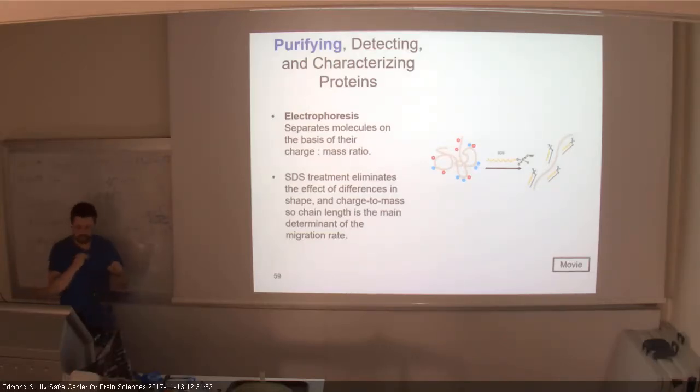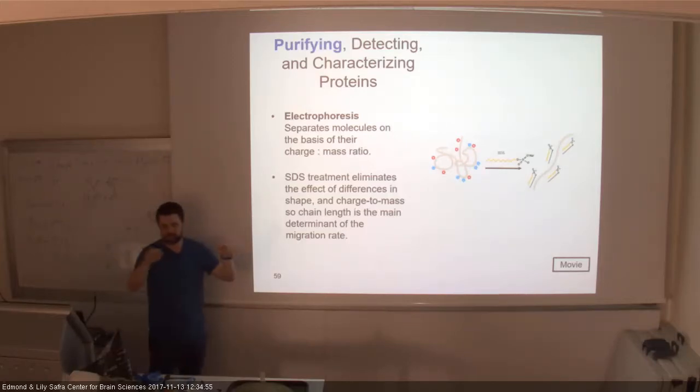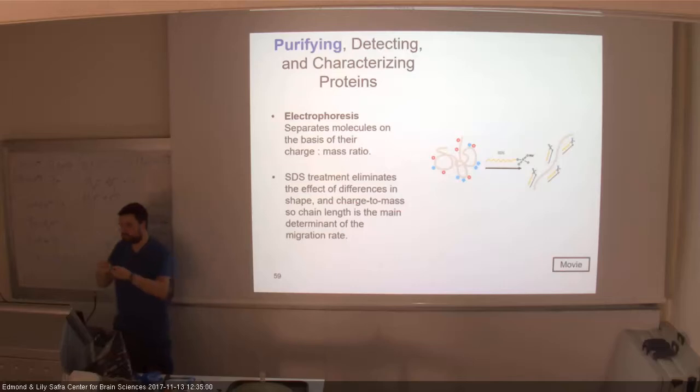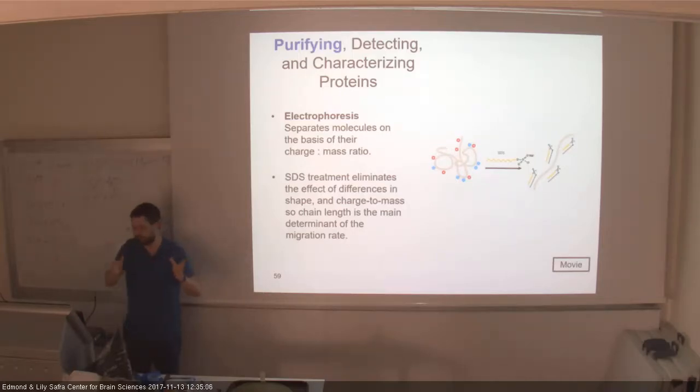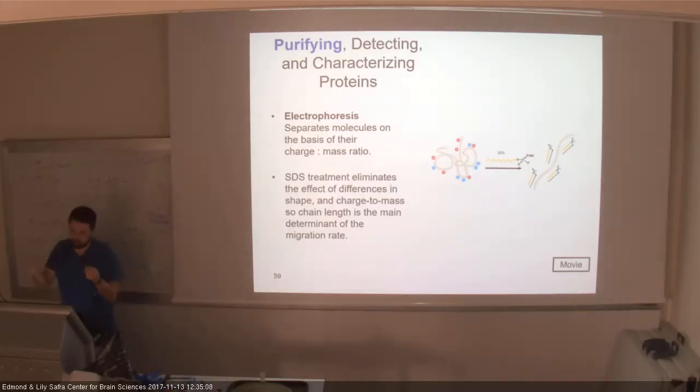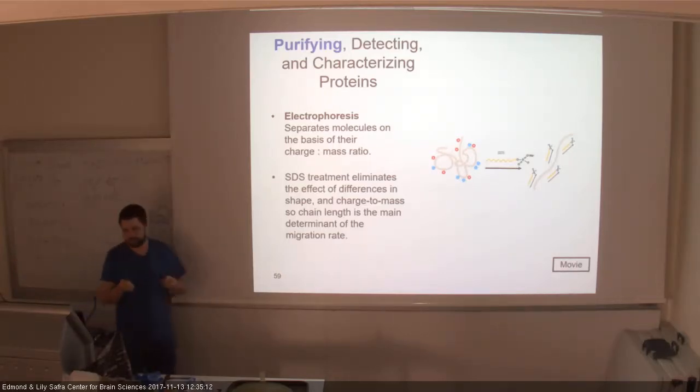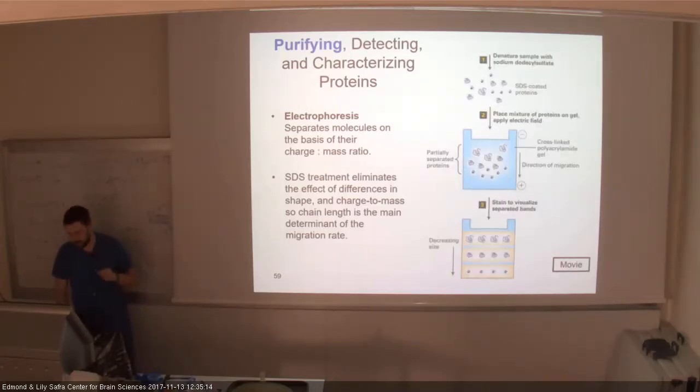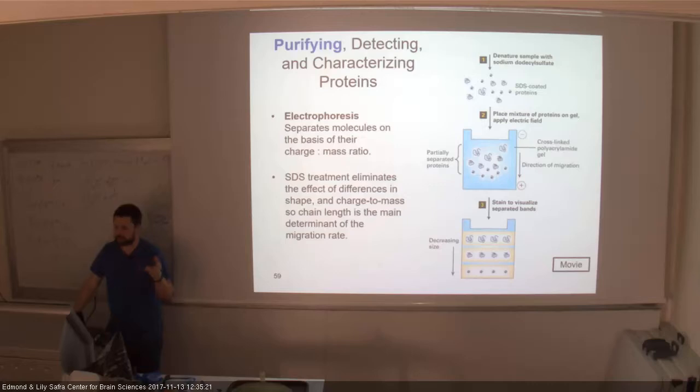and gives us a constant charge to mass ratio, meaning that if the primary structure of the protein is longer, then it will have more negative charges, but the ratio of mass or length to charge is constant now. And why is that important? Because the next step is that we're going to take these molecules after we added the SDS, and we're going to run them through a gel.